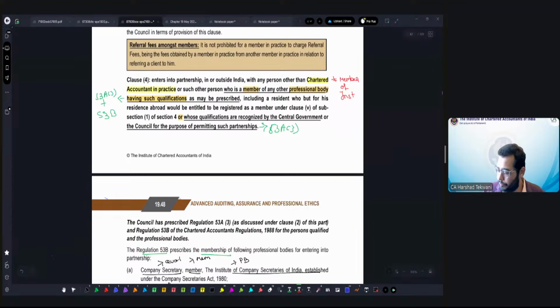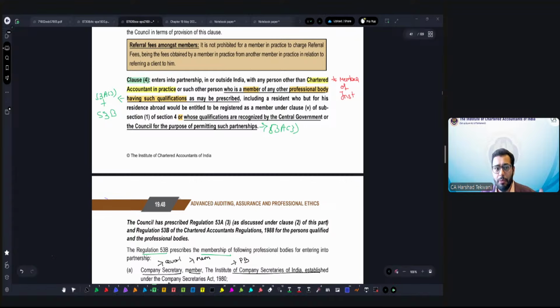Clear? Any doubt? Clear, sir. Okay, great. So that was clause 1 to 4 that we discussed till now. Any doubt with clause 1 to 4? No? Okay. If no doubts, let's proceed ahead with clause 5.